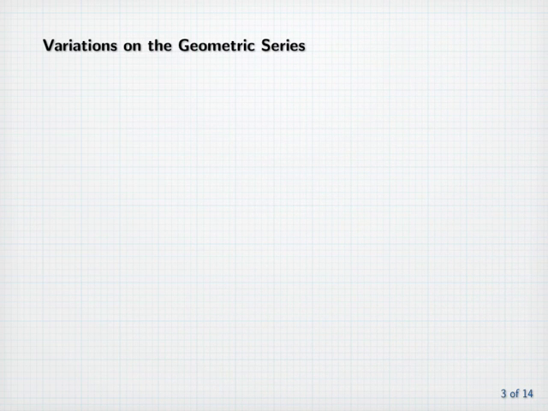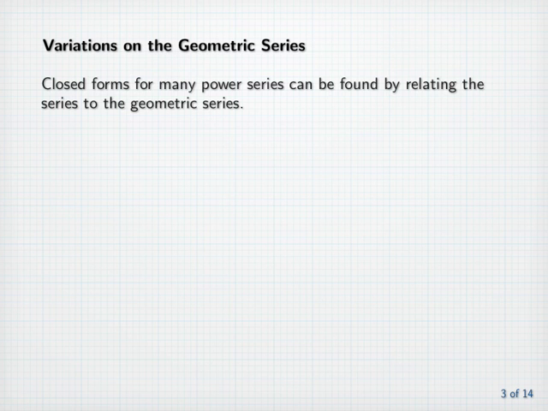Variations on the geometric series. Closed forms for many power series can be found by relating the series to the geometric series.